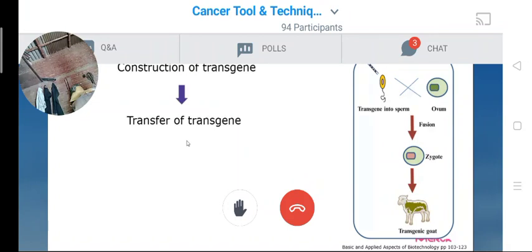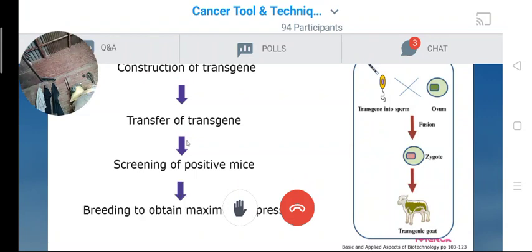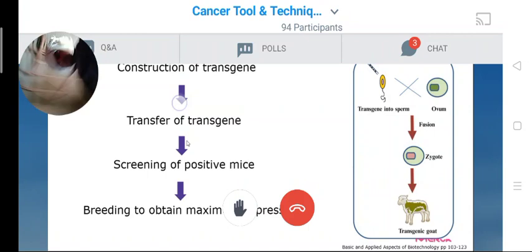Then not all cells will get this transgene. You have to screen the positive mice, and then you have to breed them to get the maximum expression. Right? So this is the main process of production of a transgenic animal or mouse. I will discuss all these steps one by one.